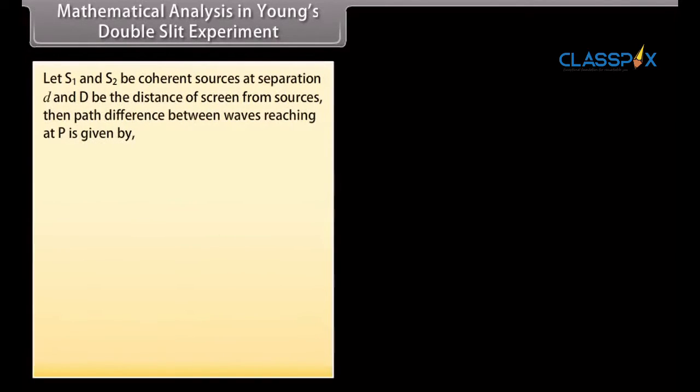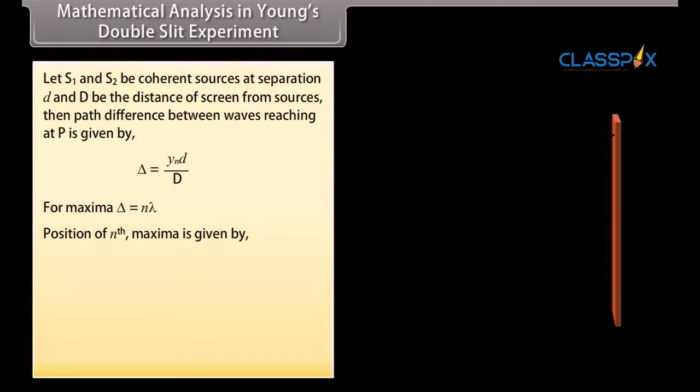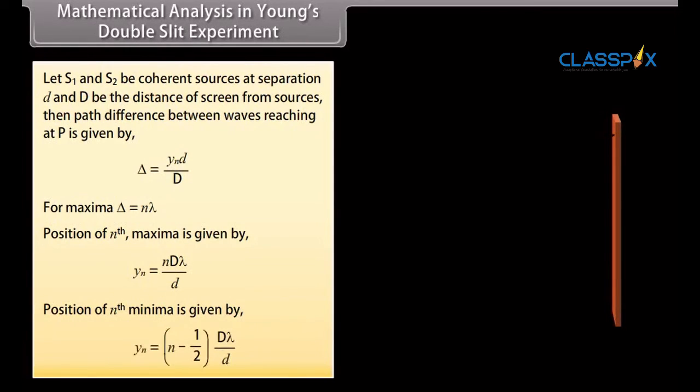Mathematical analysis in Young's double slit experiment. Let S1 and S2 be coherent sources at separation small d, and capital D be the distance of the screen from the sources. Then the path difference between waves reaching at P is given by the product of yn and small d divided by capital D. For maxima, delta is equal to n lambda, and the position of nth maxima is given by n capital D lambda upon small d. The position of nth minima is given by (2n minus 1) upon 2 into capital D lambda upon small d.